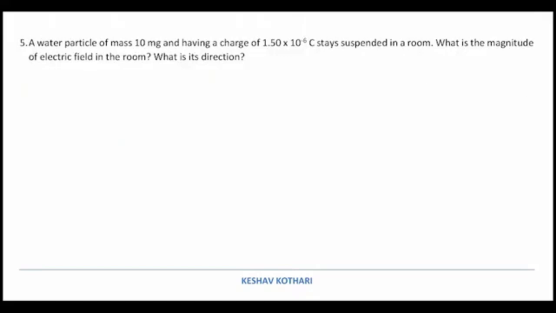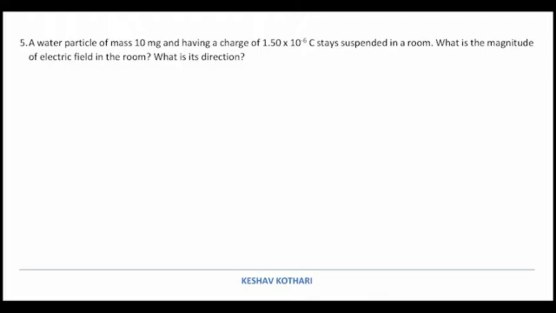A water particle of mass 10 milligram and having a charge of 1.5 multiplied by 10 to the power minus 6 Coulomb stays suspended in a room. What is the magnitude of electric field in the room and what is its direction? So now this is a much simpler question.